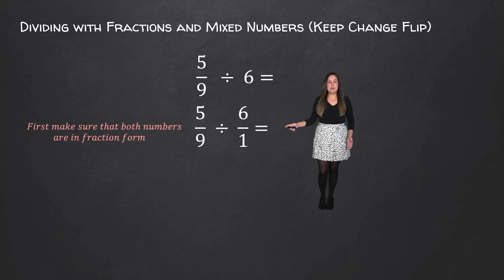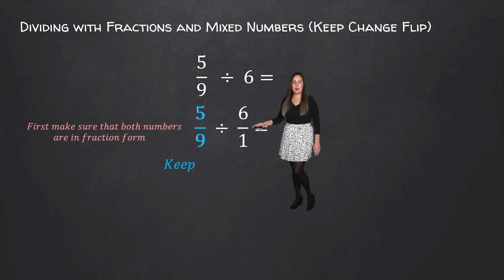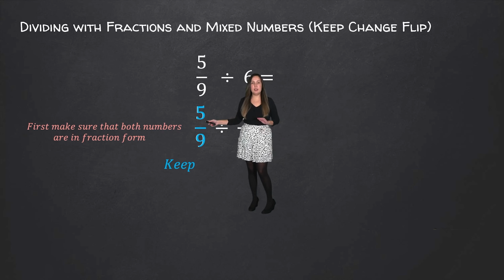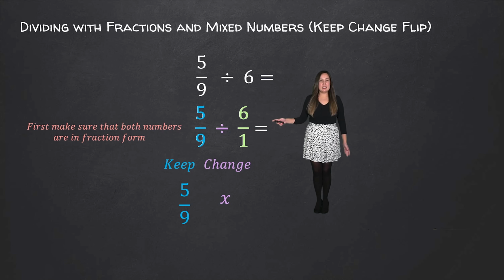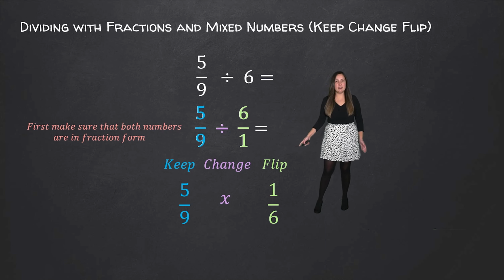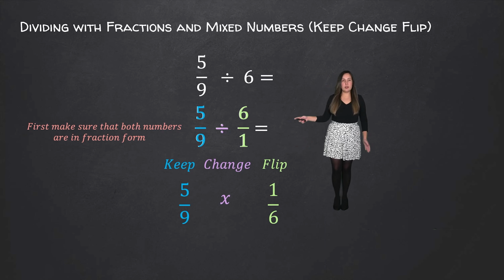Then we're going to use keep, change, flip to help us divide. So by keep, we're going to take this fraction and keep it just the way it is and rewrite it. Then for change, we're going to take this division symbol and change it to multiplication. Then we're going to take 6 over 1 and flip it. So essentially we're finding the reciprocal of 6 over 1 because we're flipping the numerator and the denominator.